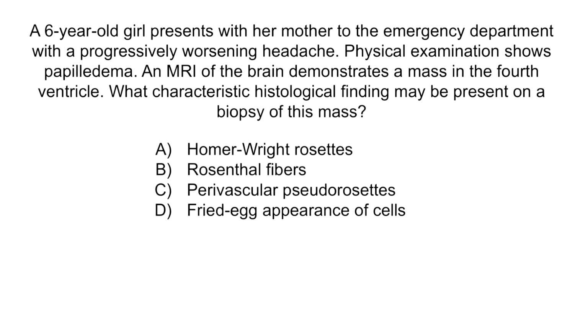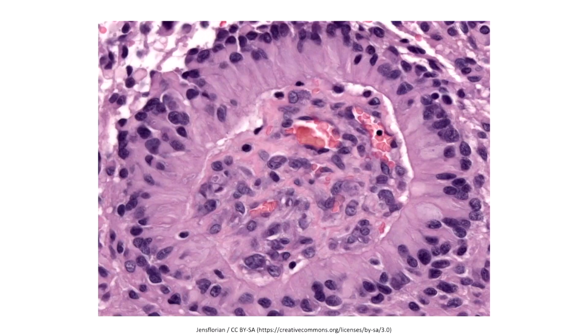All right, this is a 6-year-old girl presenting with a progressively worsening headache. Physical exam shows papilledema, and the MRI of the brain demonstrates a mass in the fourth ventricle. Collectively, these findings indicate the diagnosis of ependymoma. And recall that in this tumor, we may see perivascular pseudorosettes. So the correct answer is C. Again, here's a histological image showing perivascular pseudorosettes. We can see the blood vessels in the center surrounded by tumor cells.